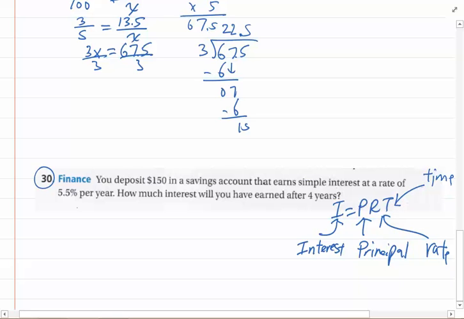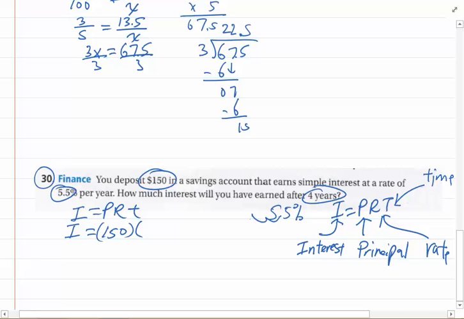Okay, so we have I equals PRT. We know we start with 150, interest rate of 5.5% in 4 years. So we're going to put interest earned for 150 times rate was 5.5% in decimal. Okay, we move it twice. You put a 0 right there. So the answer is actually 0.055 times t, which is 4. We just got to do the multiplication.